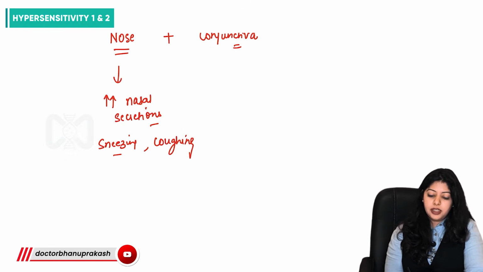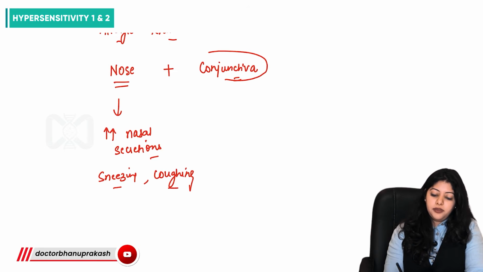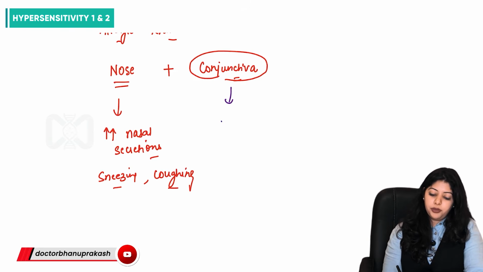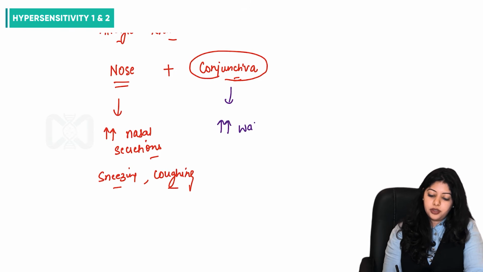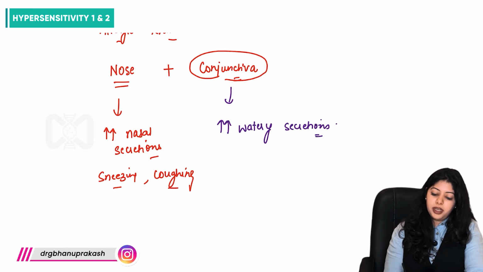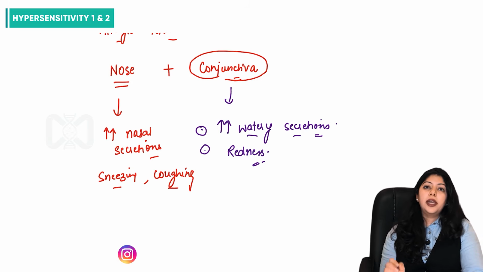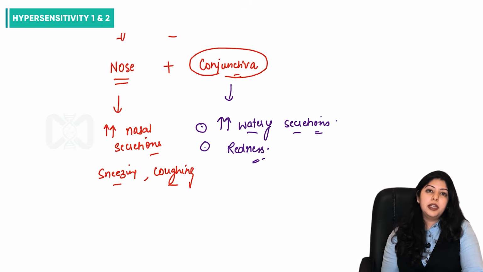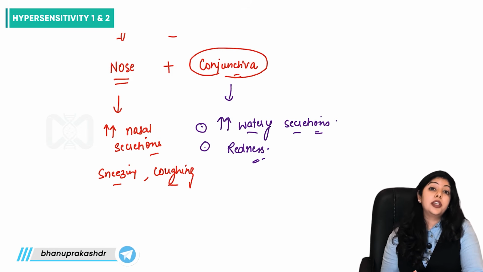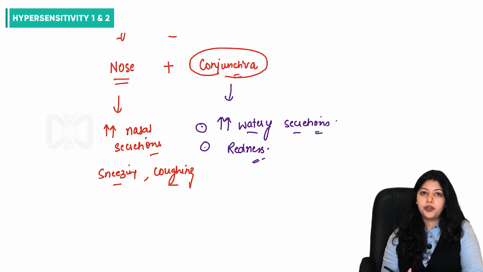So the patient will have sneezing, coughing, as well as, with the involvement of conjunctiva, increased watery secretions from the eyes, as well as redness would be seen. So can you now make out that in atopy, it is just a few systems which are involved. In hay fever, it is the nose and the conjunctiva and the upper respiratory tract, whereas in asthma, it is the lower respiratory tract which is getting involved, right?